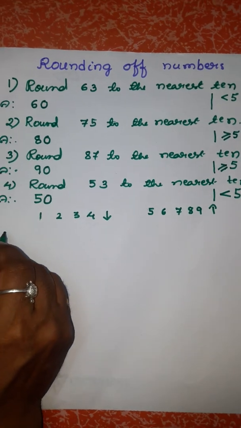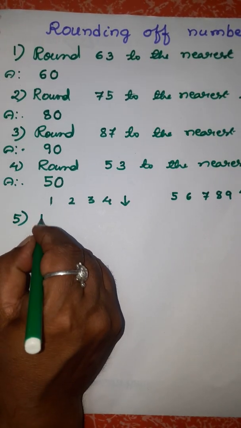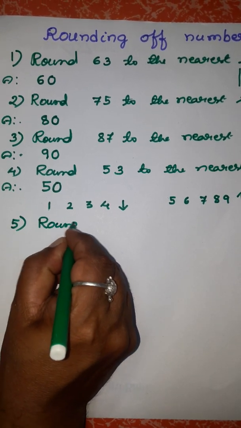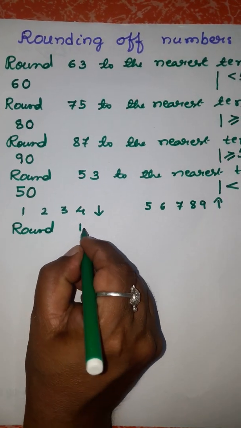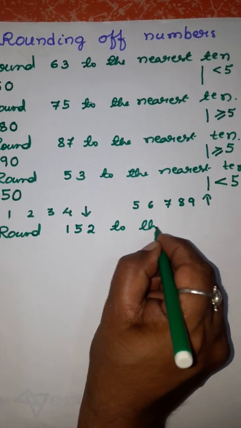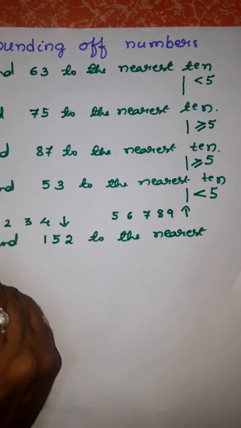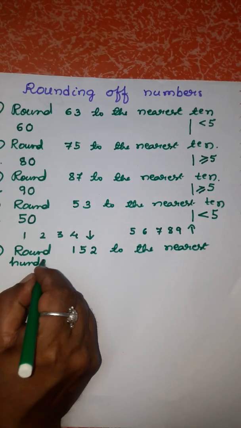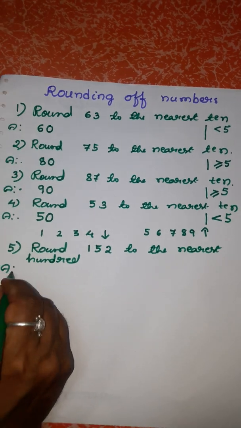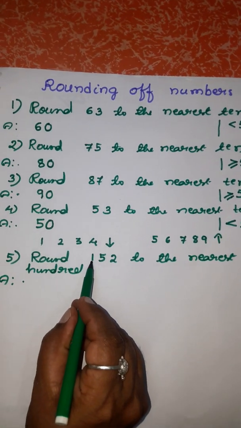Let us learn how to round off the numbers to the hundreds place. So with an example I am going to explain. Round 152 to the nearest 100. Now we have to round this number to hundreds place.